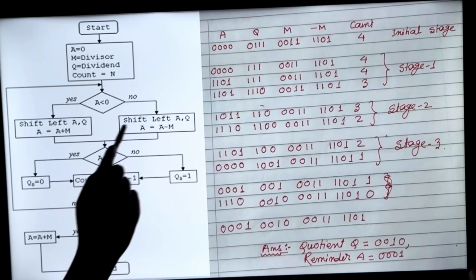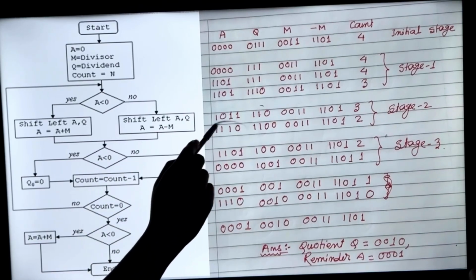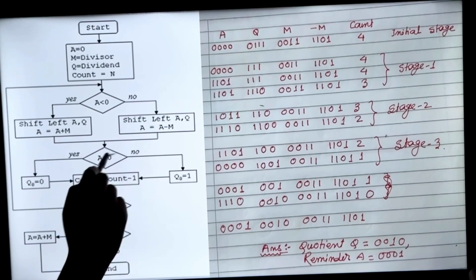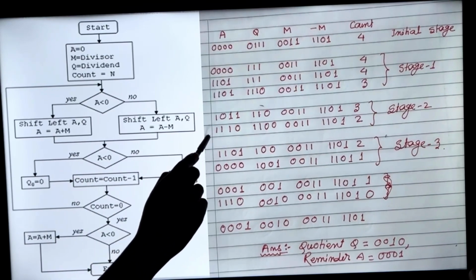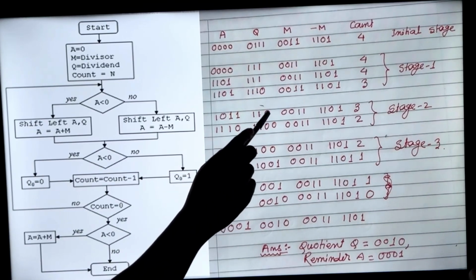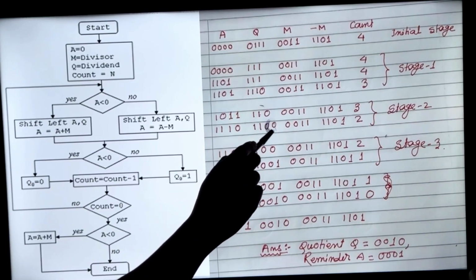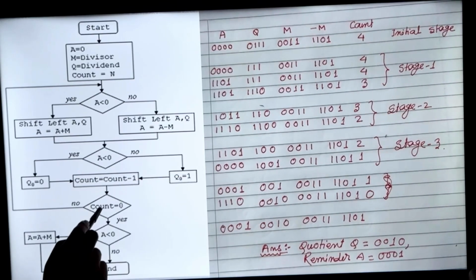And then I will go for this one. I will check whether the current A, after performing addition or subtraction, whatever I have done, is negative or positive. It's negative again because I have 1 here. If it is negative, then I will come this side and Q0 will be 0. So again, my Q0 is 0 here. The empty space is filled with 0. Rest all are same, and count equals to count minus 2 is done here.